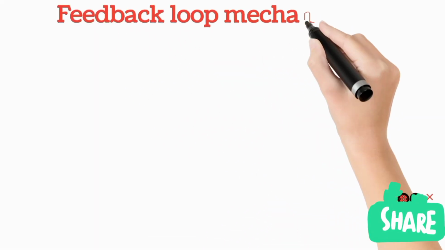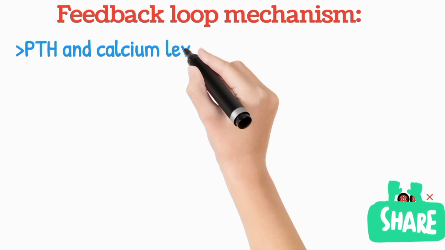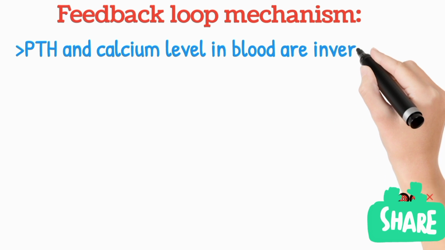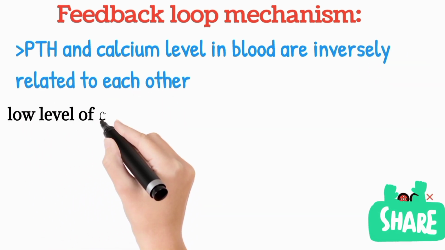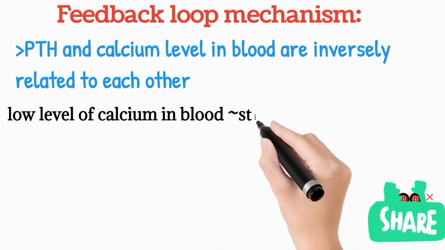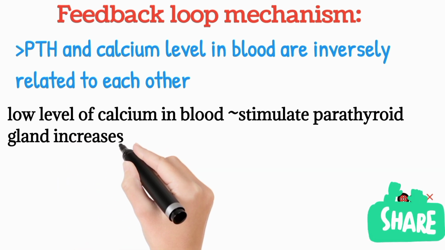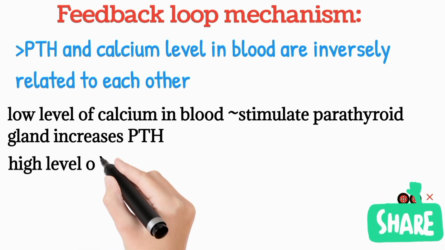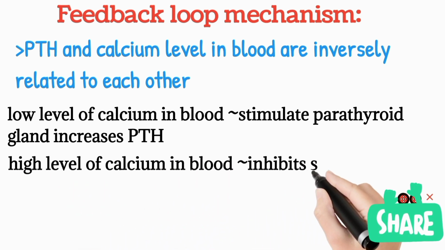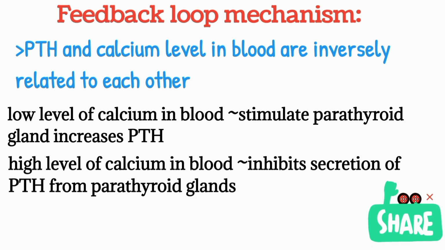Just like other endocrine glands, parathyroid gland also works by feedback loop mechanism. This involves that parathyroid hormone and calcium level in the blood are inversely related to each other. So that means that in response to low level of calcium in the blood, parathyroid gland will be stimulated to increase the parathyroid hormone. Now this parathyroid hormone will again increase the low level of calcium to the normal level. In case of high level of calcium in the blood, the opposite will happen, that is, inhibition of the secretion of the parathyroid hormone from parathyroid gland will occur.